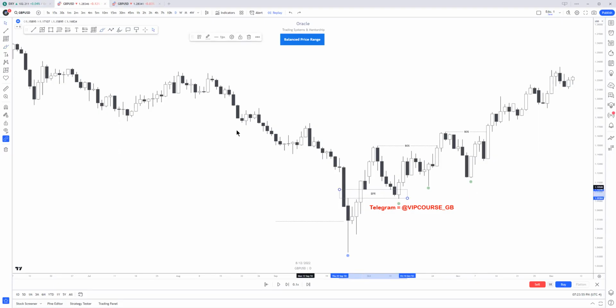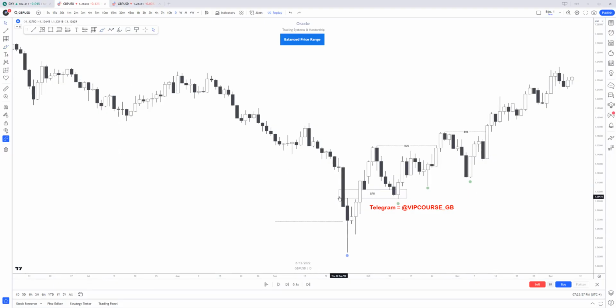So how we mark this out is we get the smaller candle, then we extend it over. You get the smaller candle, extend it over, and then we want to refine it so that there's no wick included. And just like this, you get your balanced price range. So as price approaches back to it, we want to view this area as our support and resistance.